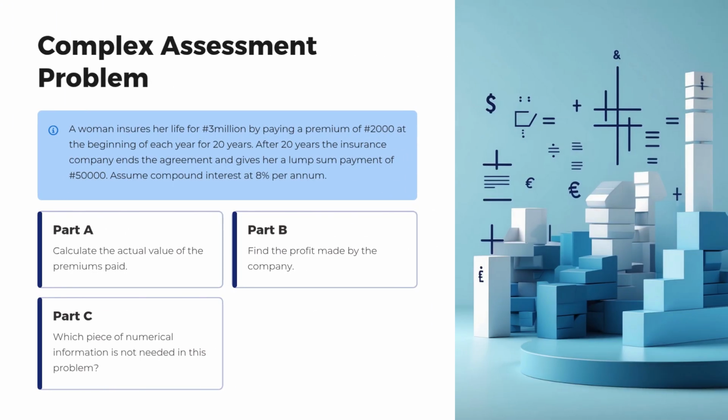Complex assessment problem. A woman insures her life for 3 million naira by paying a premium of 2,000 naira at the beginning of each year for 20 years. After 20 years, the insurance company ends the agreement and gives her a lump sum payment of 50,000 naira. Assume compound interest at 8% per annum. Part A. Calculate the actual value of the premiums paid. Part B. Find the profit made by the company. Part C. Identify which piece of numerical information is not needed in this problem.